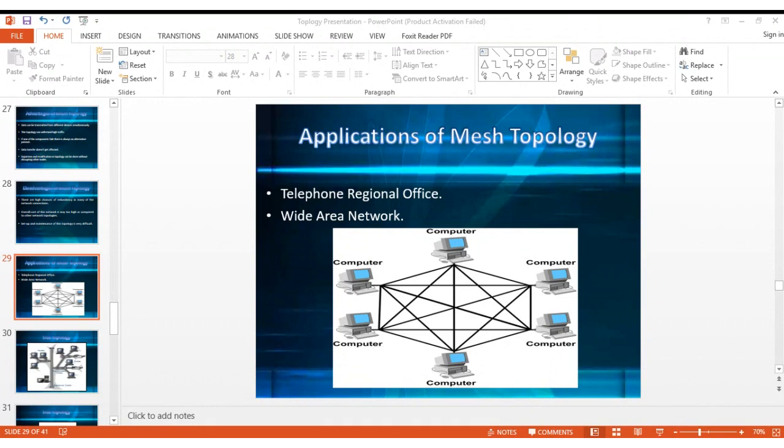Yeah, so what happens now in a wide area network? Remember, in a wide area network, we must have several routers together. These routers are supposed to communicate with each other, forming a mesh. For example, we can have a router at Nairobi, one at Kisumu, and one at Nyeri. Once these routers communicate and share information, they form what we call a wide area network, and it's in the form of a mesh.